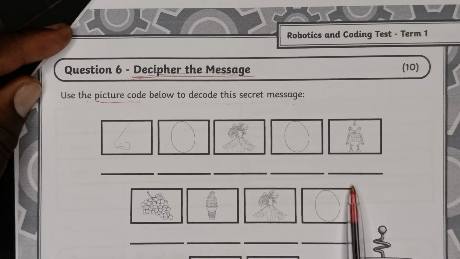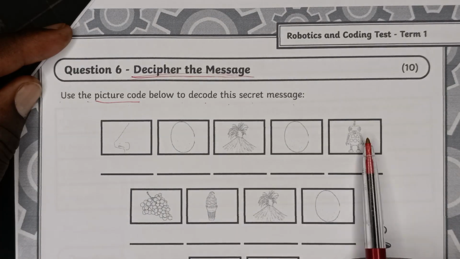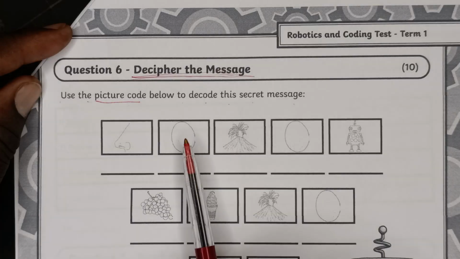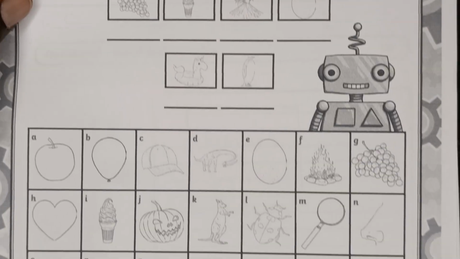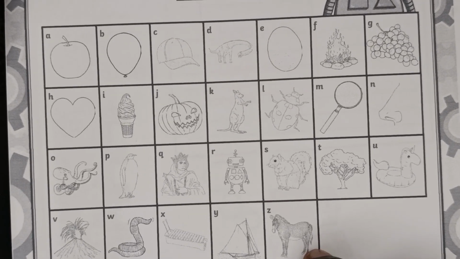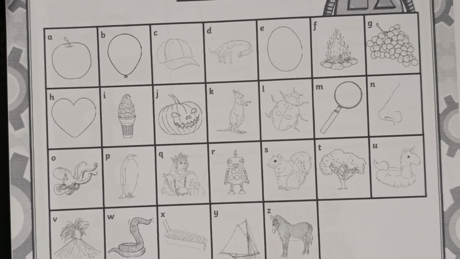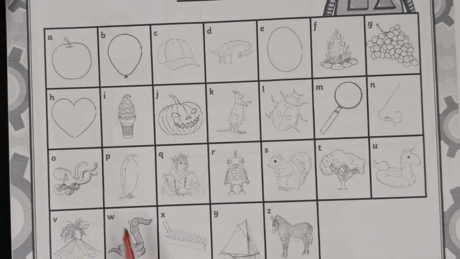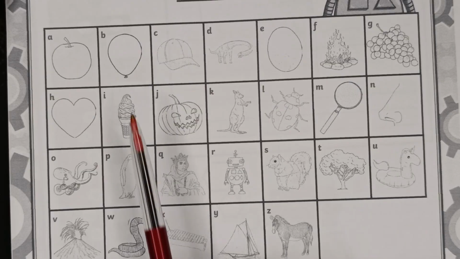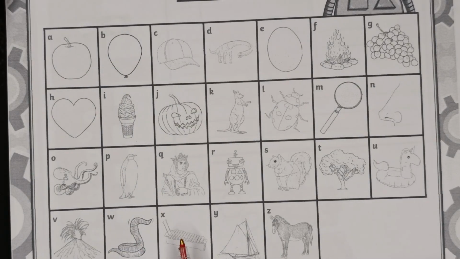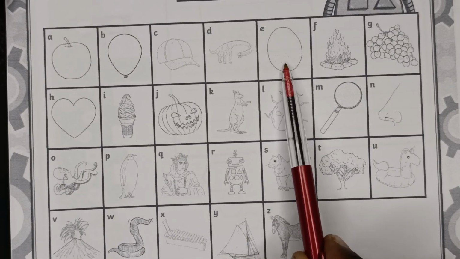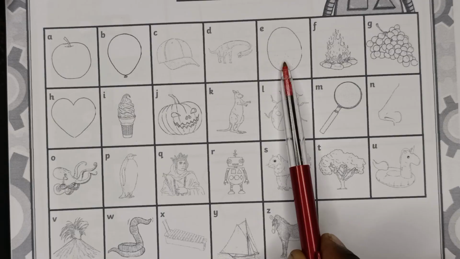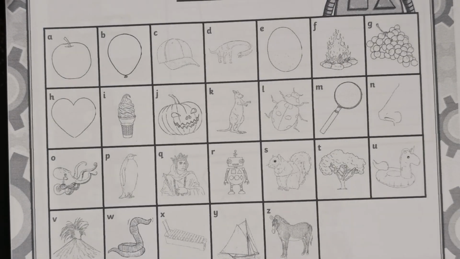Here when we look, we just see pictures, but when we use the codes, we will start to get the message. Okay, let's quickly take a look at the pictures and their codes. So here we have pictures and their codes. We have an apple which has A as its letter. We have a balloon that has B. We have a cap that has C. We have D, which is a dinosaur. E is an egg, and F is a fire. So they continue like that.